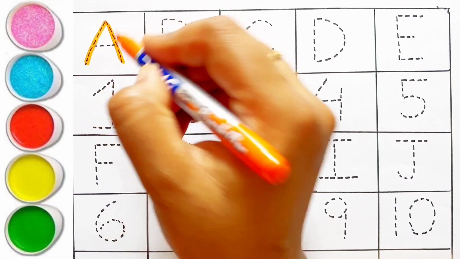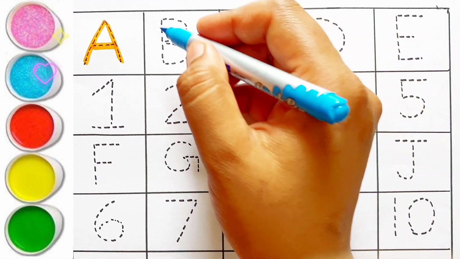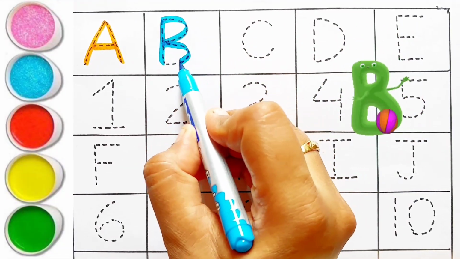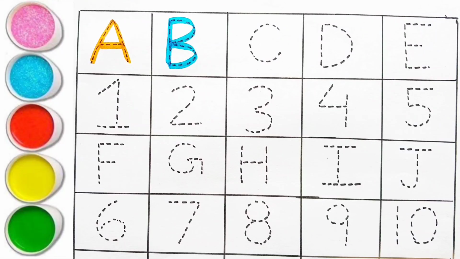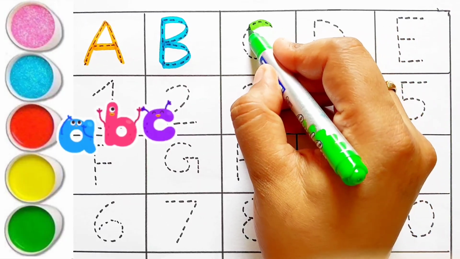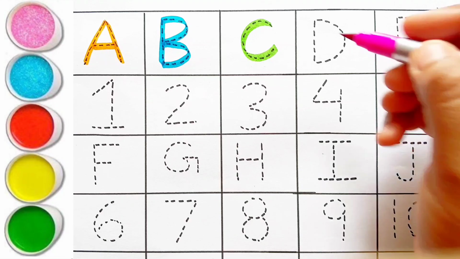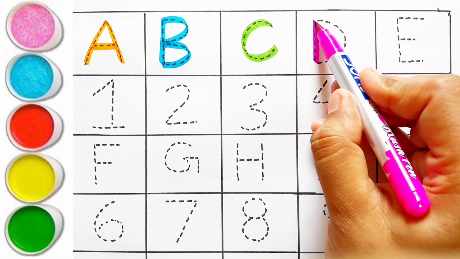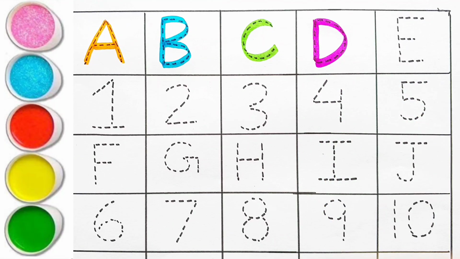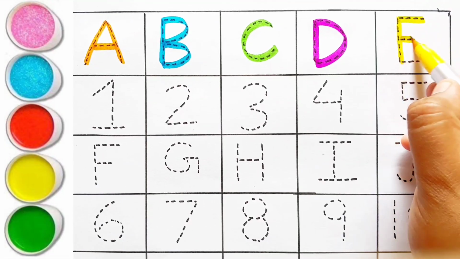A for apple. B for banana. C for cat. D for dog. E for elephant.